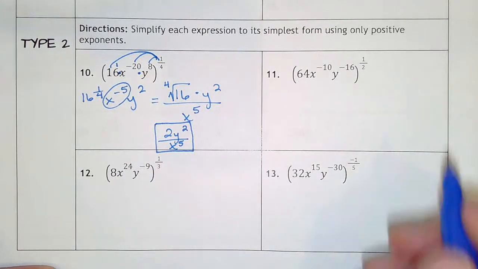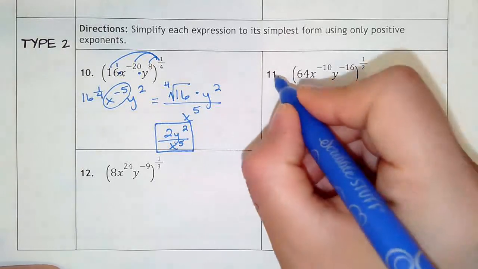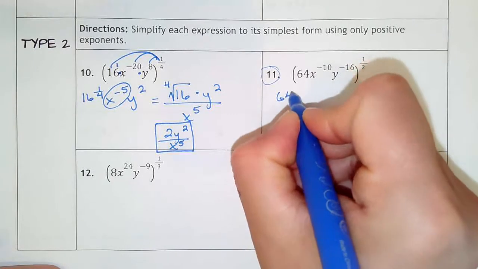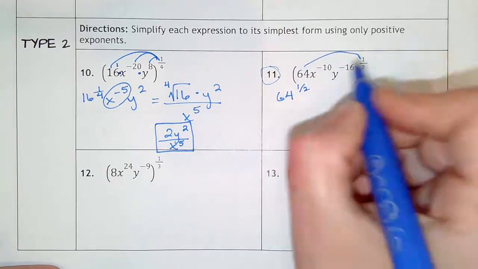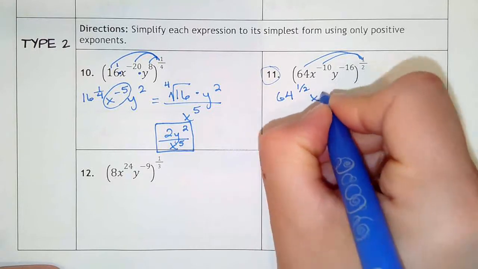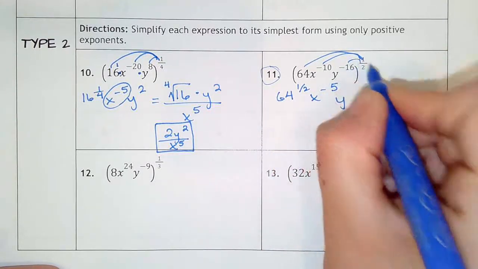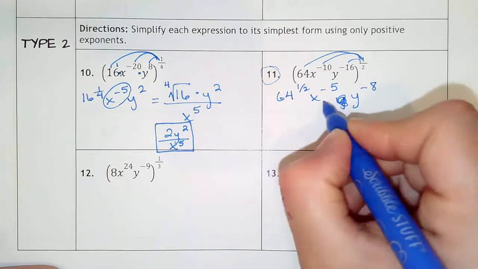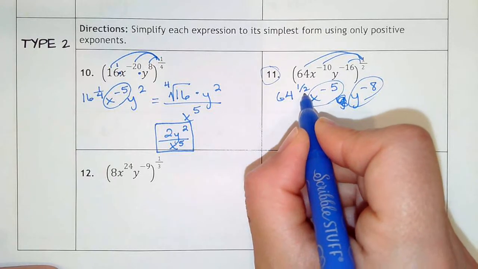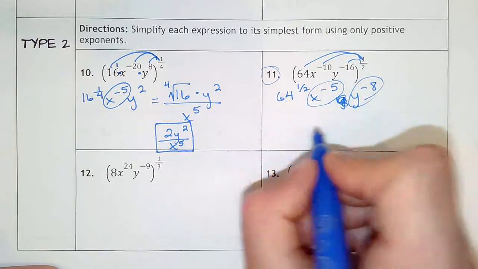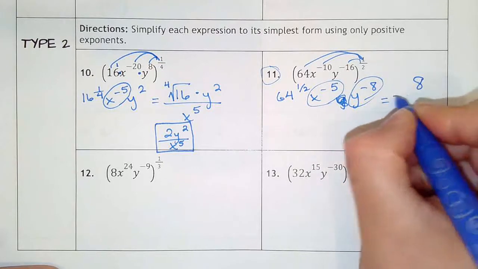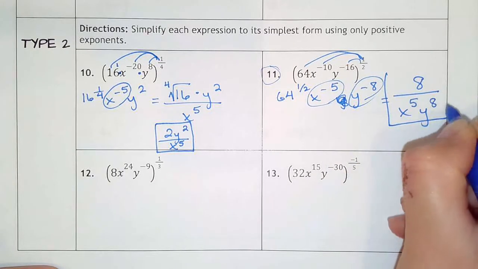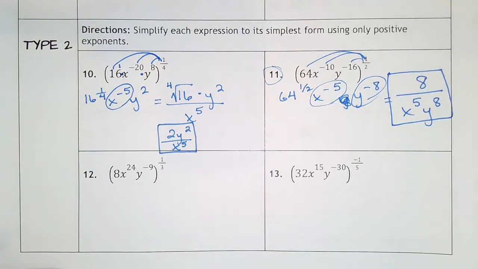All right, number 11. I'll let you pause and try it. That would be 64 to the 1/2 power. That would be half of negative 10. That would be half of negative 16. Oops. Move and move. I already know that this is really the square root of 64. That's 8. And that's going to stay on top over x to the 5th, y to the 8th. Almost like these better than the top ones.